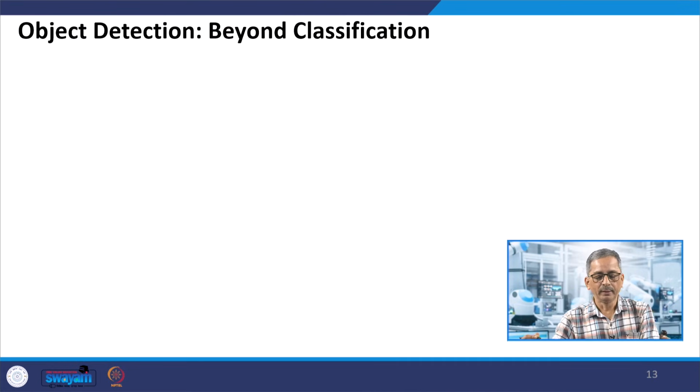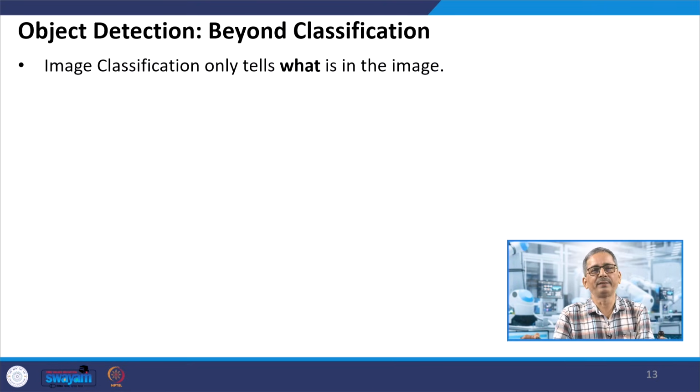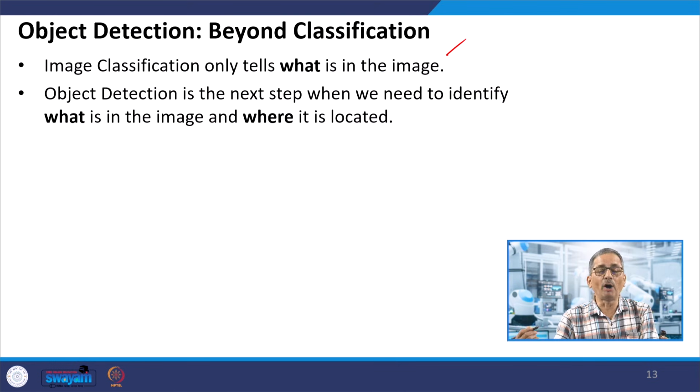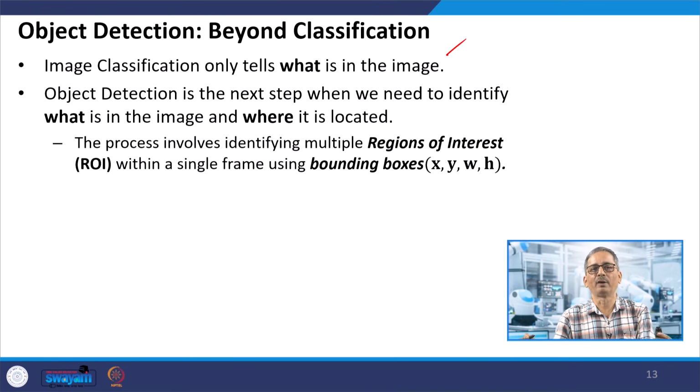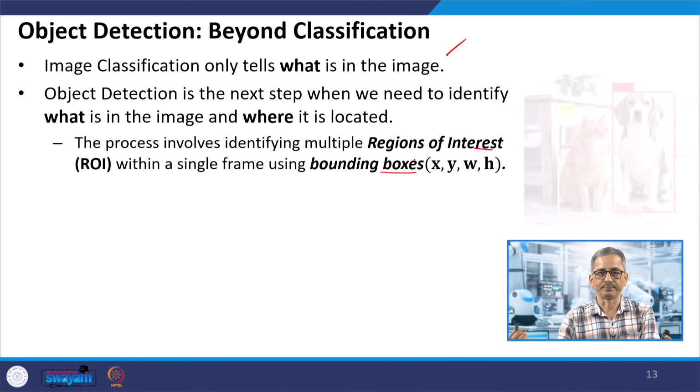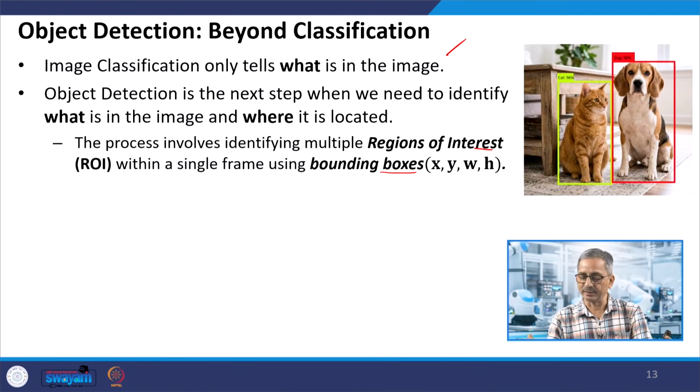Next, let us see beyond classification. Image classification only tells what is in that image, but object detection is the next step, when we need to identify what is in the image and where it is located. So we need to have both pieces of information. The process involves identifying multiple regions of interest within a single frame using bounding boxes. So like this, this is cat, this is dog. This is how we can identify.